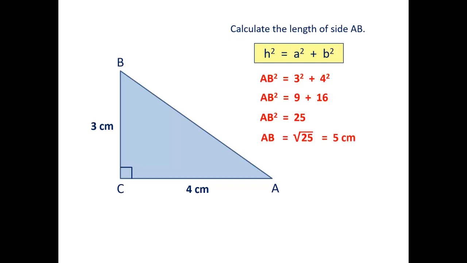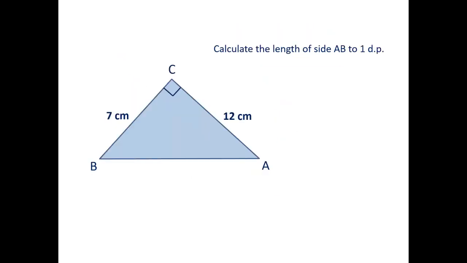Right, let's have a look at another example. And this time we've sort of turned the triangle around a bit to try and confuse you. But remember, first step, identify the hypotenuse. And there it is. Okay, the right angle pointed to it. Let's write down Pythagoras' theorem. h squared equals a squared plus b squared. So notice h squared is on its own. And the hypotenuse is the one that we're going to calculate the length of, actually. So that's good. So we've got hypotenuse is AB.